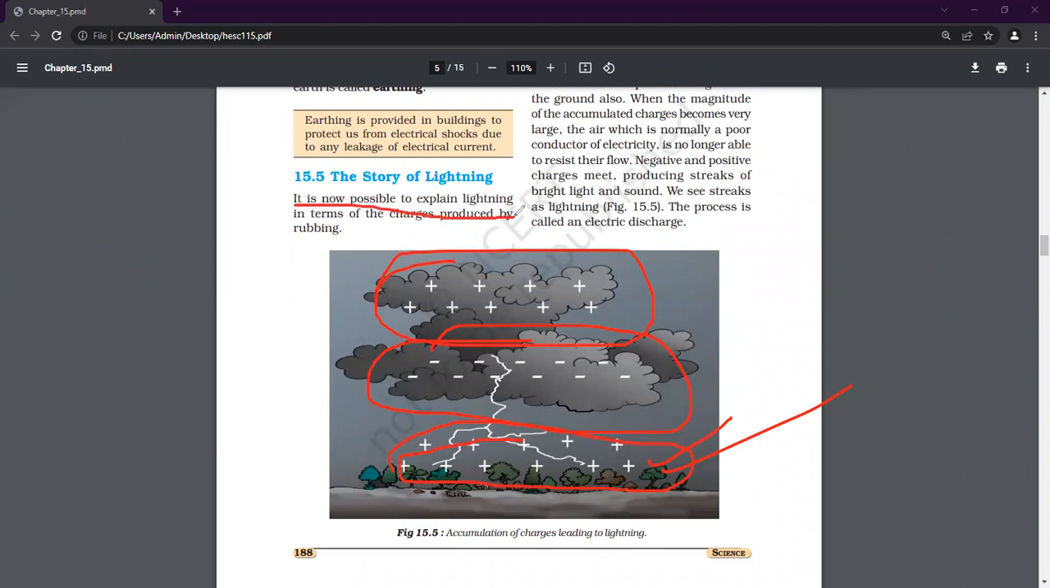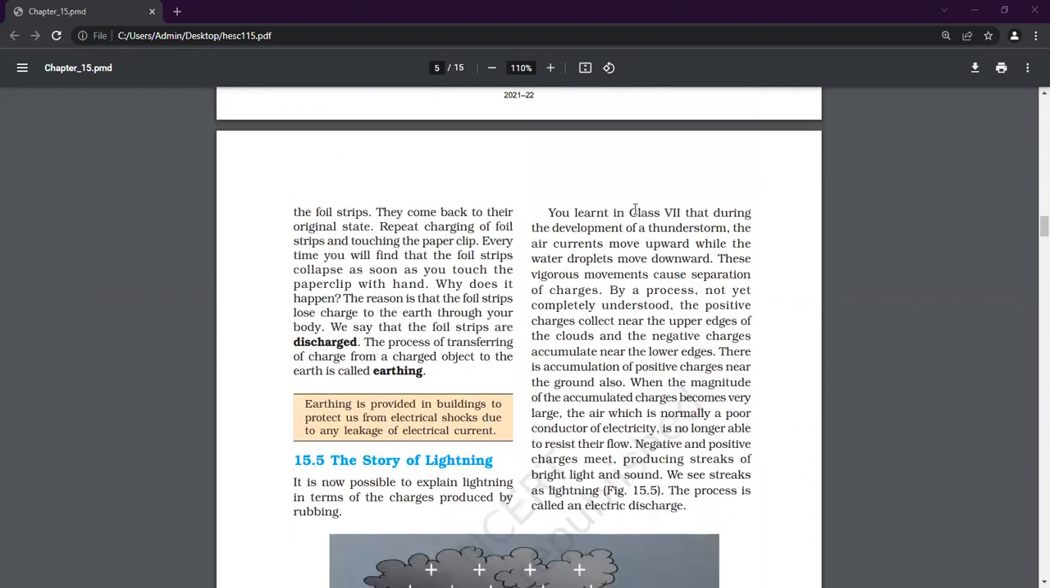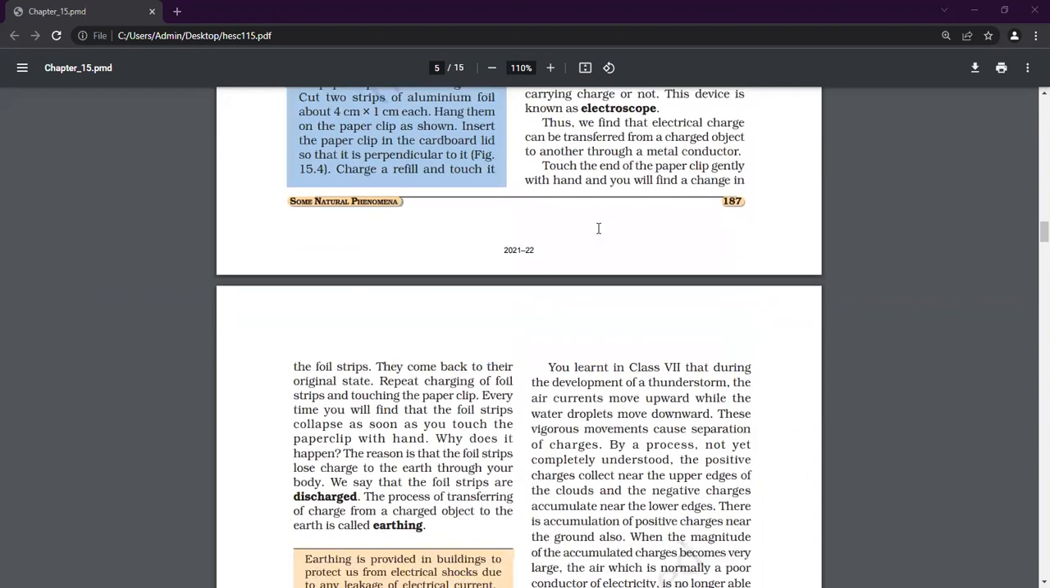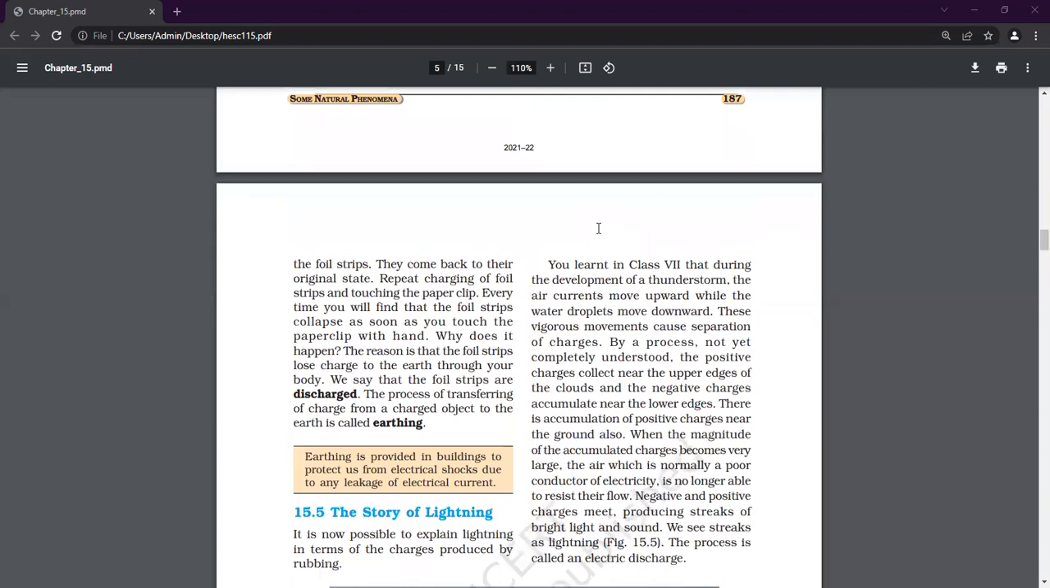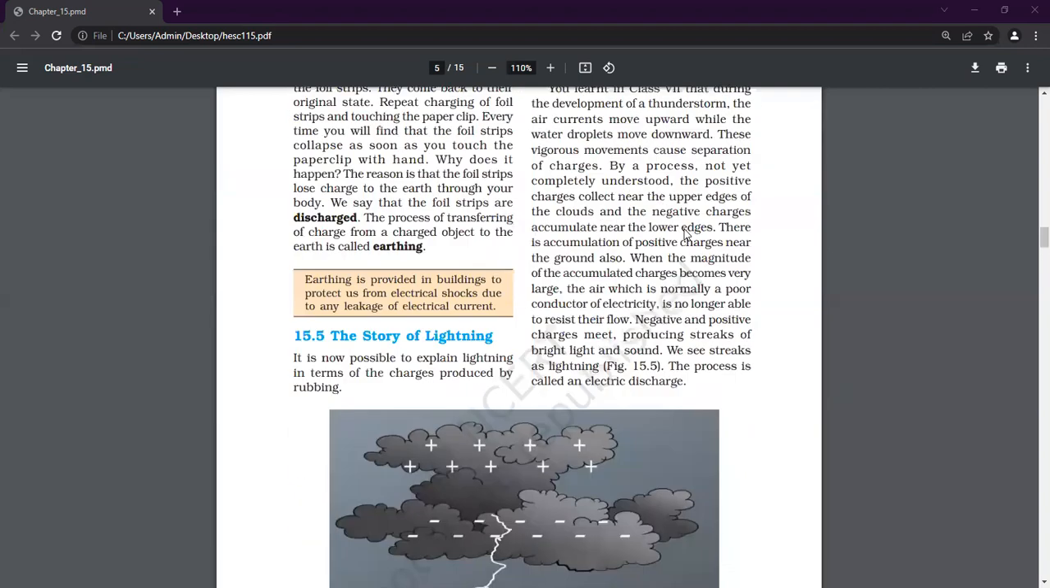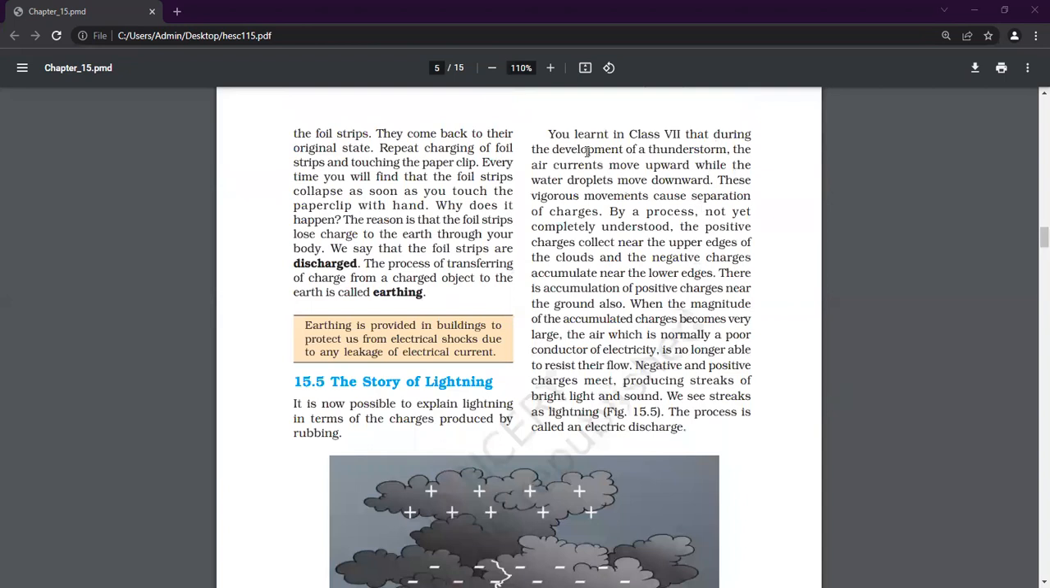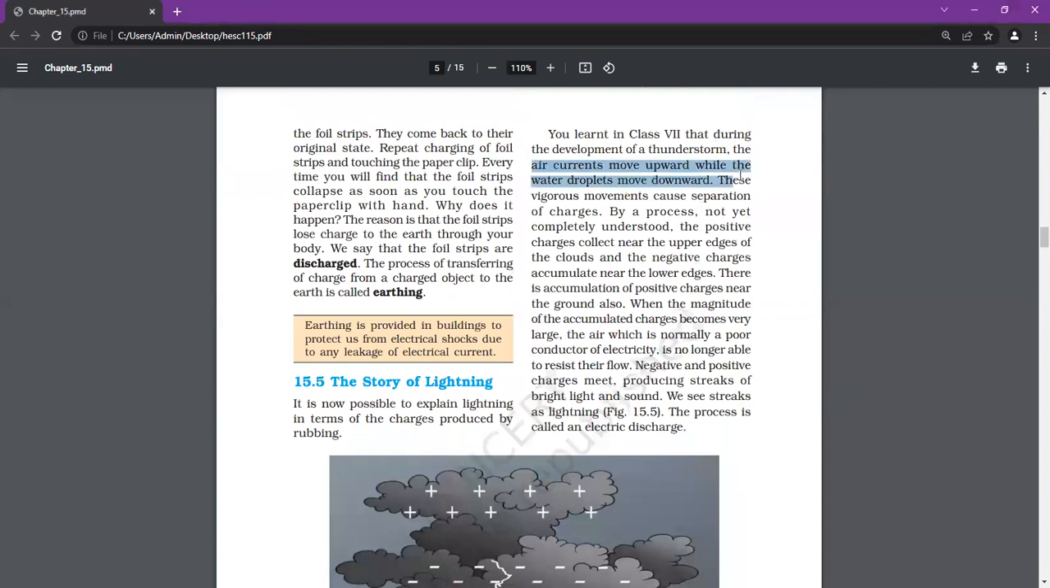It is now possible to explain lightning. Very good. It is now possible to explain the lightning process in terms of charges produced by rubbing. So all of you see. Yes, you learned in class 7th that during the development of thunderstorms, the air currents move upward while the water droplets move downward.